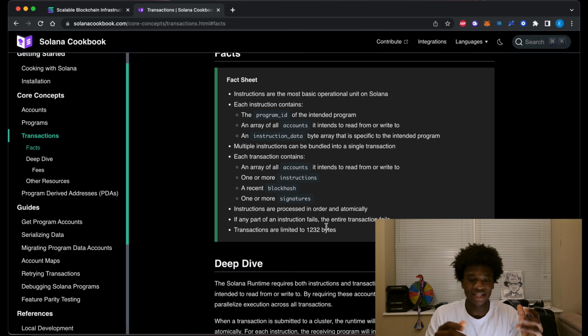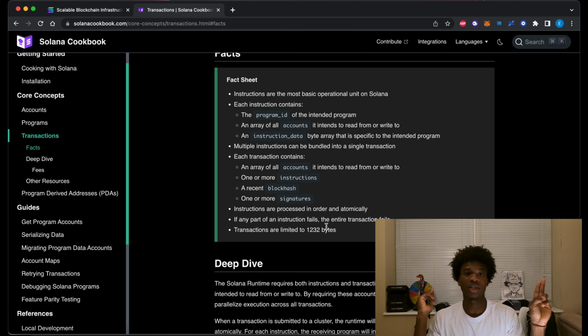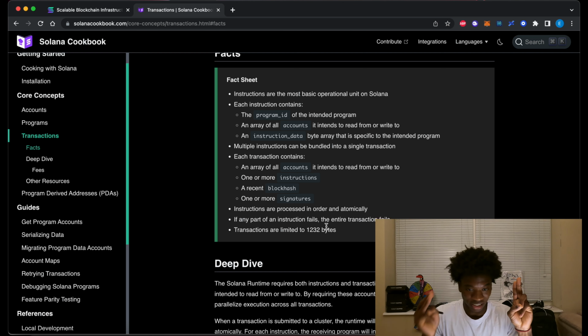Each instruction contains the program ID of the intended program, typically in the form of a public key, an array of all accounts it intends to read from or write to. So all the accounts: I want to talk to Manuela's account, I want to talk to Jimmy's account, all the accounts. And then third is the instruction data that is specific to the intended program. So I want to talk to Manuela's account and I want this instruction. I want to move 5 SOL from Manuela's account to Jimmy's account.